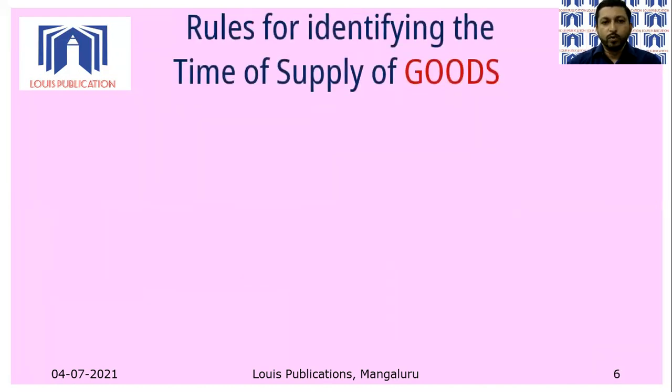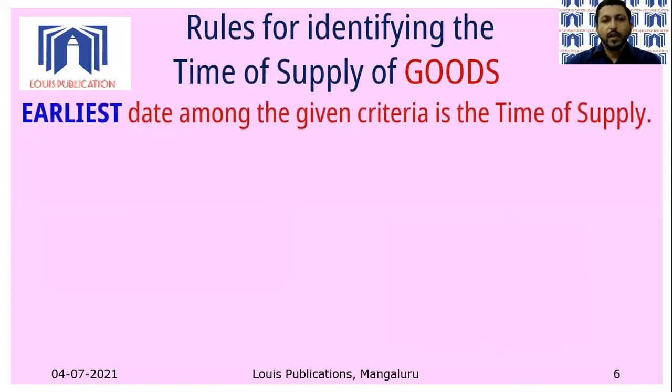Now, in case of goods, rules for identifying the time of supply of goods. Quite a few concepts we have. The earliest date among the given criteria will be the time of supply as far as goods is concerned. Our focus right now is on goods. So let's understand this. Which are the dates?